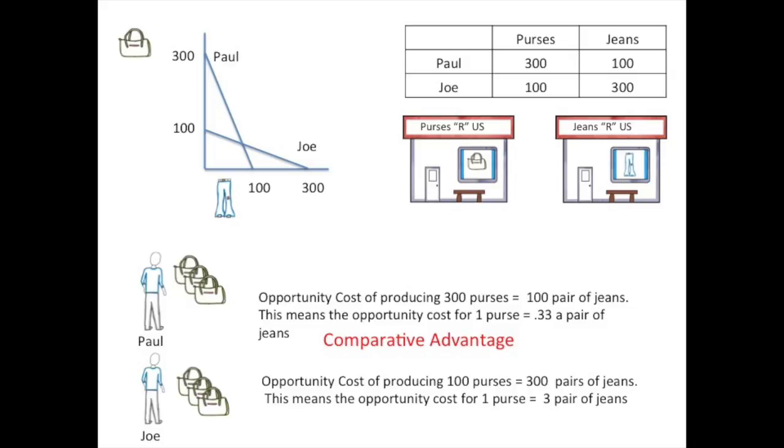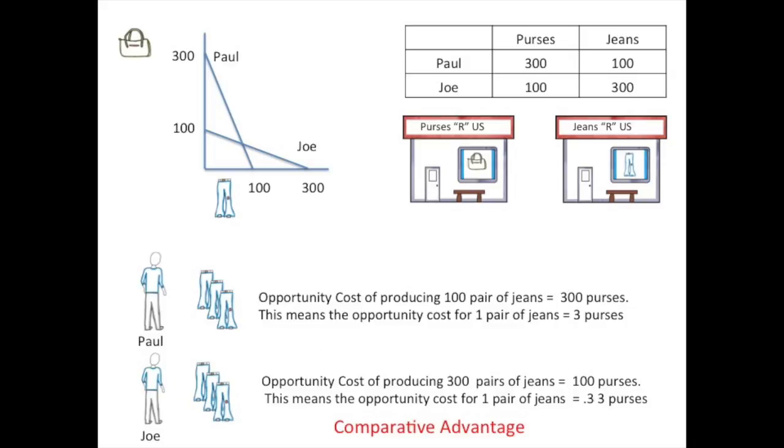In our example, Paul has the comparative advantage because he only has to give up 0.33 pairs of jeans, whereas Joe has to give up 3 pairs of jeans. Let's quickly look at the production of jeans.